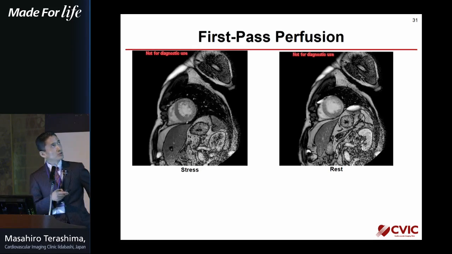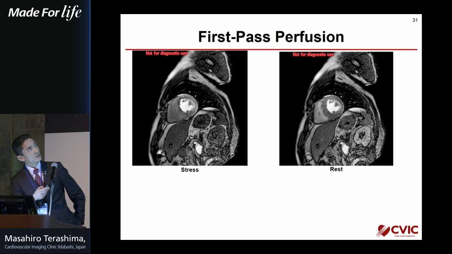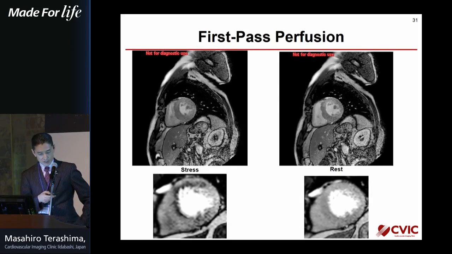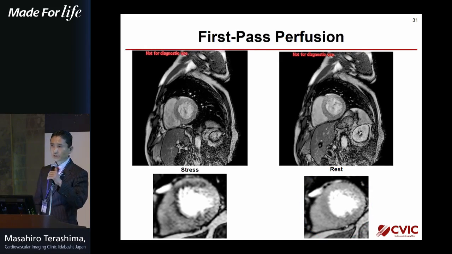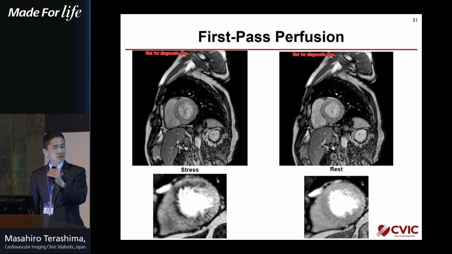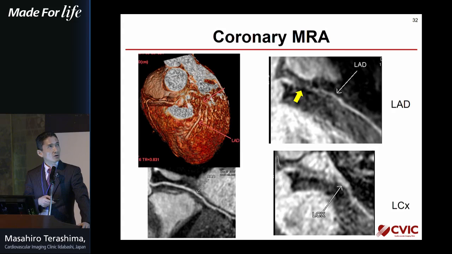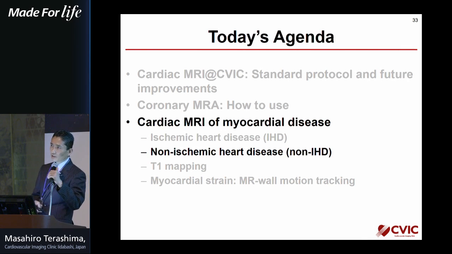And doing the perfusion imaging, this is a typical pattern of perfusion defect. You can see the anteroseptal segment has a perfusion defect on stress, but at rest there is no perfusion defect. This indicates active or inducible myocardial ischemia in the anteroseptal wall. On coronary MRI, you can see a significant stenosis in the LAD segments here. And this is a typical example of ischemic heart disease.